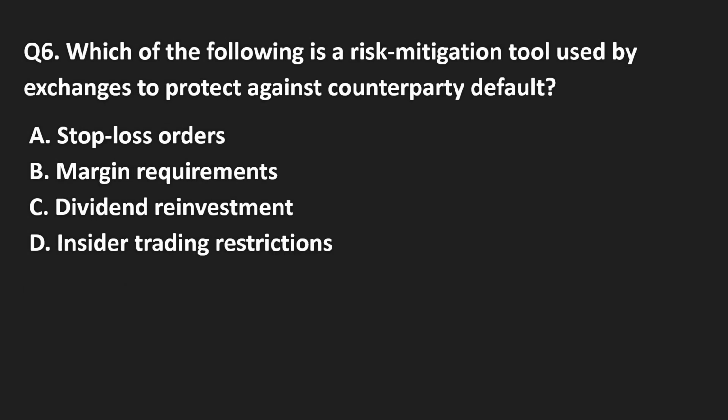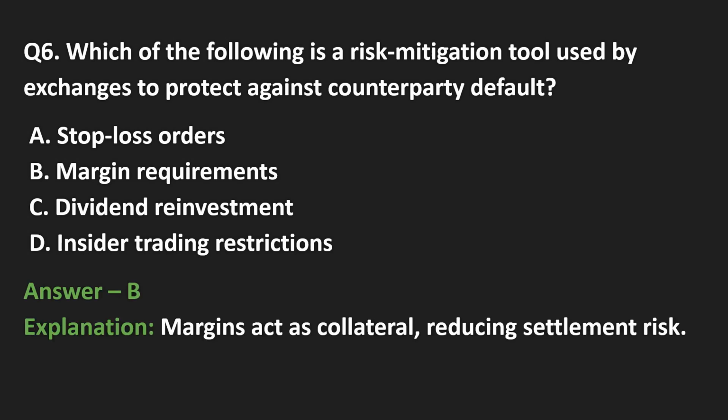Next question. Which of the following is a risk mitigation tool used by exchanges to protect against counterparty default? Option A, stop loss orders. Option B, margin requirements. Option C, dividend reinvestment. And option D, insider trading restrictions. Correct answer is option B, margin requirements. Margins act as collateral, reducing settlement risk.